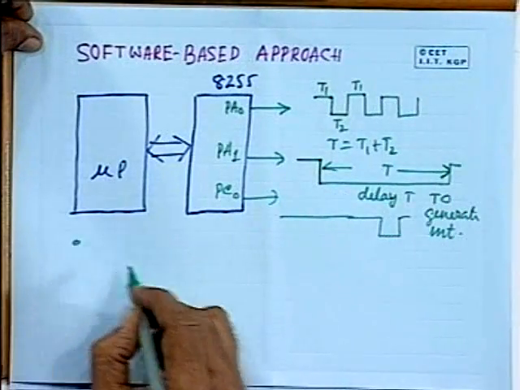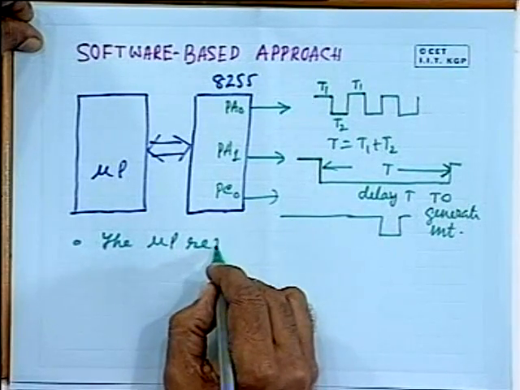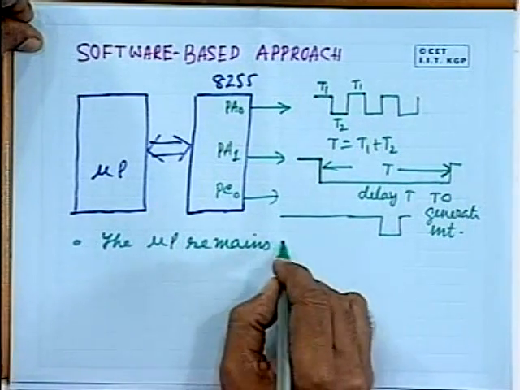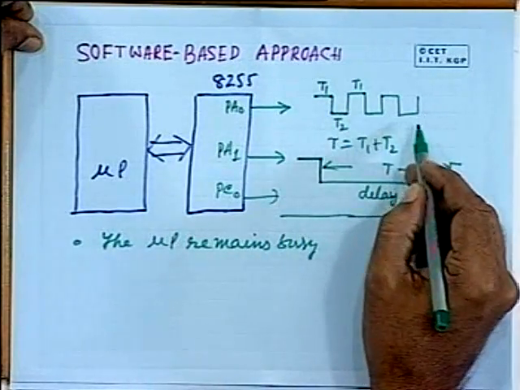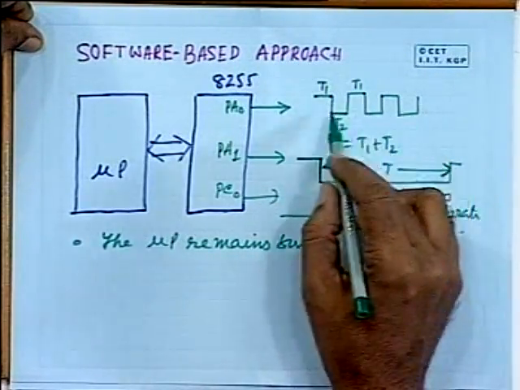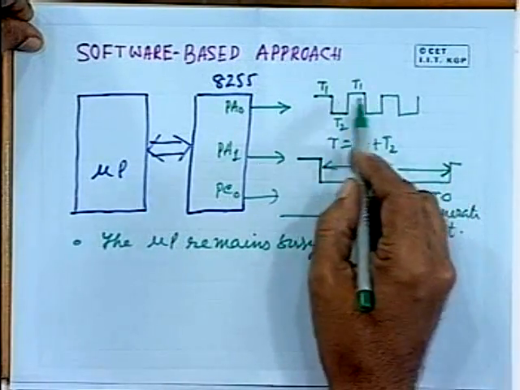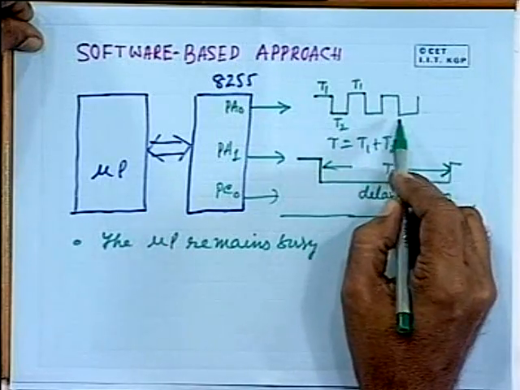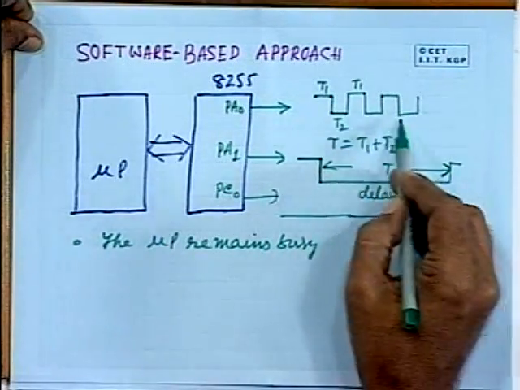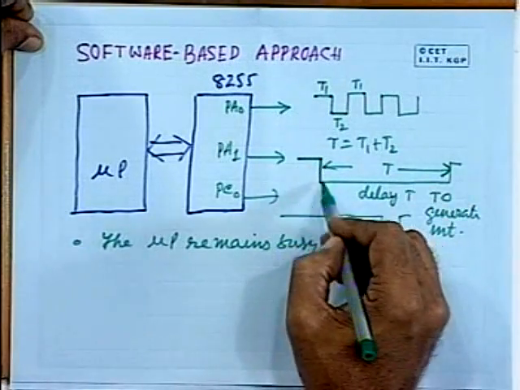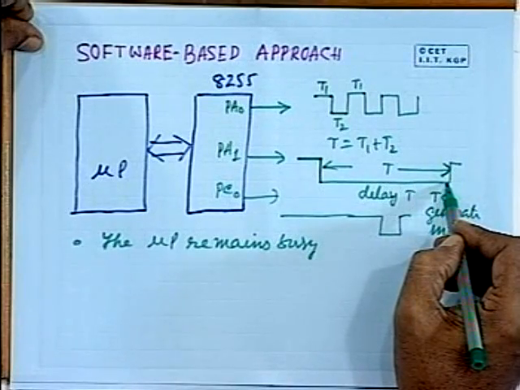First one is the microprocessor remains busy whenever it is doing this kind of delay generations. What it is doing? It is running a program in a loop. Obviously, it is kept busy for this mundane job of generating only a clock. It cannot do anything else. Similarly, whenever it generates this delay period, the microprocessor also remains busy.